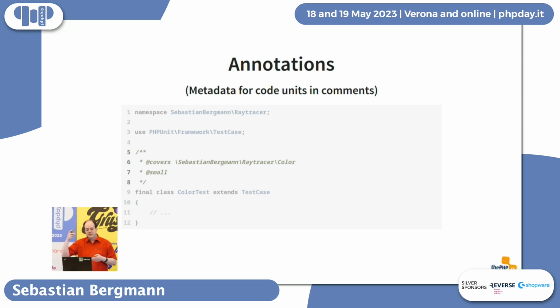So in this case, this test case class says, hey, I am interested in the unit of code Sebastian Bergmann ray tracer color. So that means while the tests from this test case class are running, please only collect code coverage information for the thing I'm interested in. And the other thing on line 7 says, I consider this test to be small. This is supposed to be a unit test.